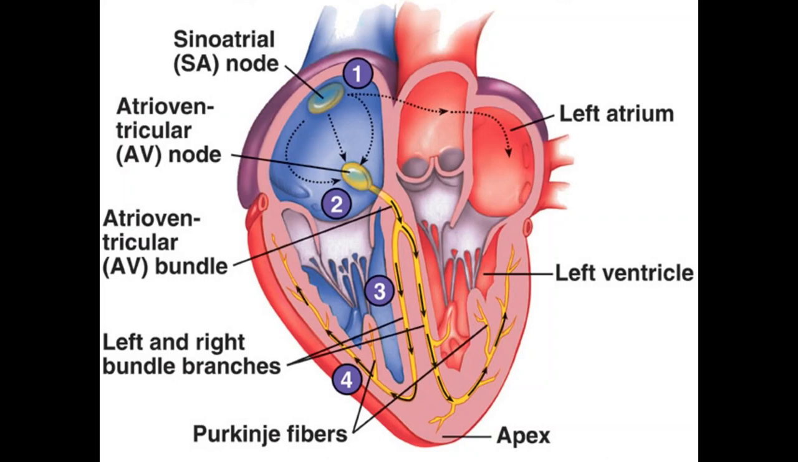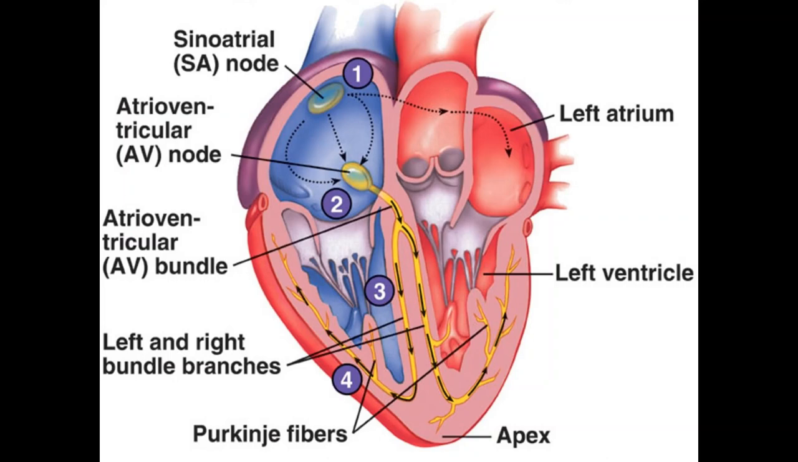The only connecting excitable link to the ventricle is the bundle of His, or the AV bundle. There's only one electrical link between atria and ventricle. The electricity can spread only through this bundle of His. Now quickly both the ventricles get excited through the bundle branches and the Purkinje fibers.